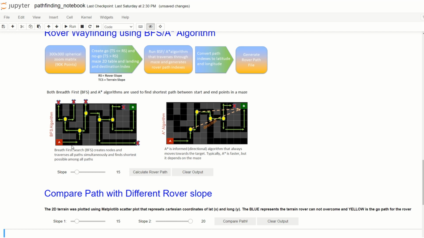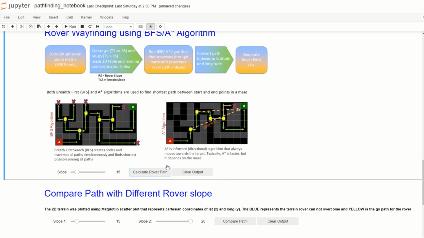The breadth first search algorithm creates nodes and traverses all of the paths simultaneously, and it will find the shortest path among all the paths. And the A* algorithm is a directional algorithm that always moves towards the target. And usually A* is faster, but it does depend on the maze.